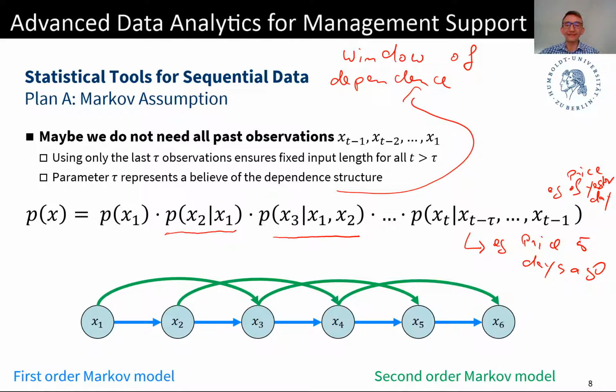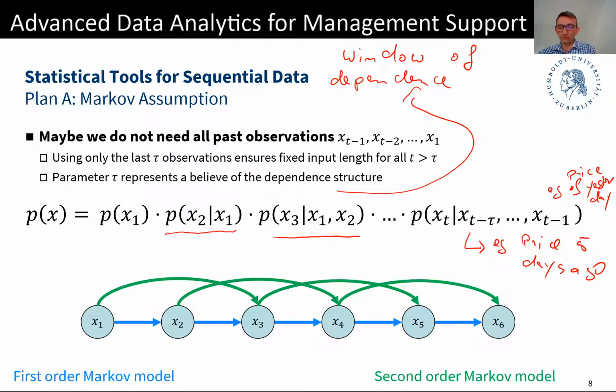This window of dependence equates to the Markov assumption, where we basically state that a data point is dependent on the tau previous data points. If we set tau to 1, we obtain a first-order Markov model. If we set tau to 2, for instance, we obtain a second-order Markov model, which is also shown here if you take the green arrows and the blue arrows together. So if we make a second-order Markov assumption, we believe that the realization of x3 depends on both x2 and also x1.